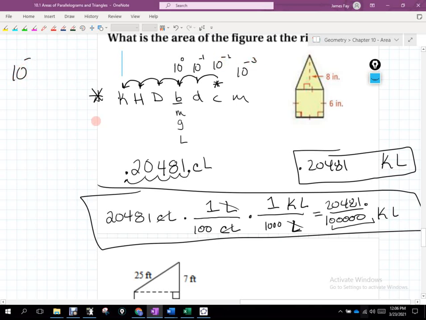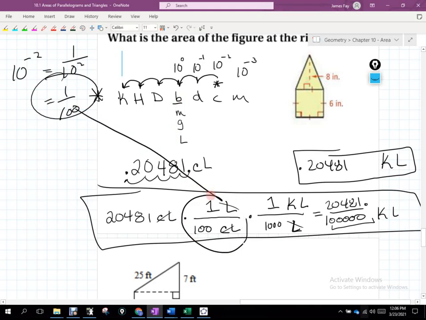10 to the negative 2, just to use the one that we used here. Negative exponents from algebra turned into that, didn't they? And if I have 1 over 10 squared, isn't 10 squared 100? So we were at centiliters. We want to go to liters. There's our conversion factor. Okay?